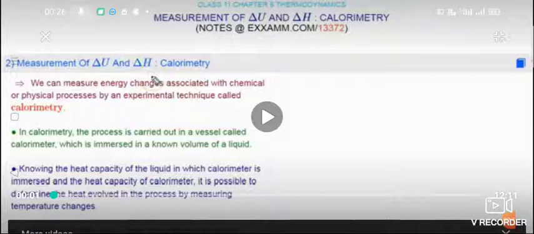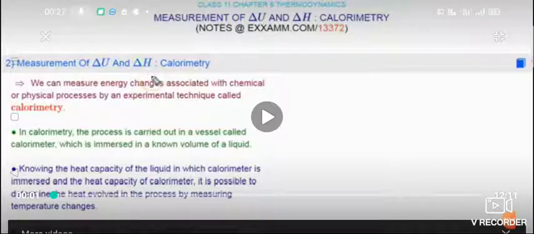We can measure energy changes associated with chemical or physical processes by an experimental technique called calorimetry. So with calorimetry, we can measure the energy changes. When we look at a reaction, we cannot identify how much energy changes, how much heat is absorbed, or how much heat is released. That can be identified by using calorimetry. In calorimetry, the process is carried out in a vessel called a calorimeter, which is immersed in a known volume of a liquid. The calorimeter is a bomb calorimeter.